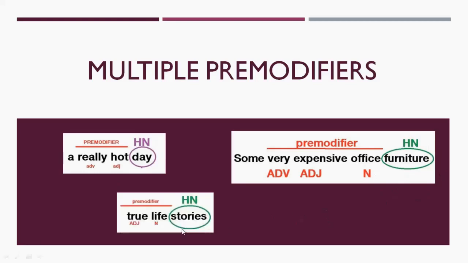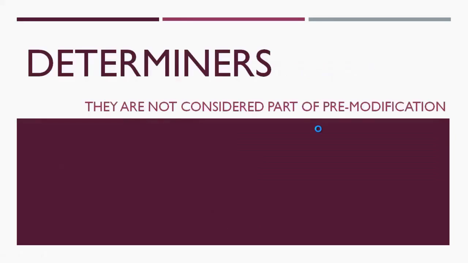Finally, our head noun in this example is the noun stories, which has been modified by the use of an adjective plus a noun. Apart from the premodifiers we've seen previously, I wanted to add determiners. Determiners are not considered part of premodification, and they are optional elements within a complex noun phrase. However, it's important to recognize them and to be able to identify them in order not to confuse them with premodifiers.